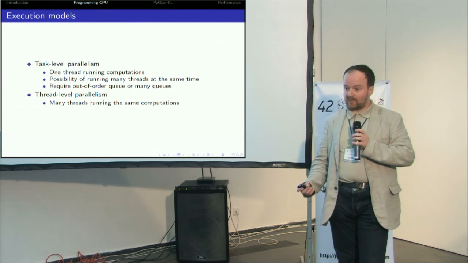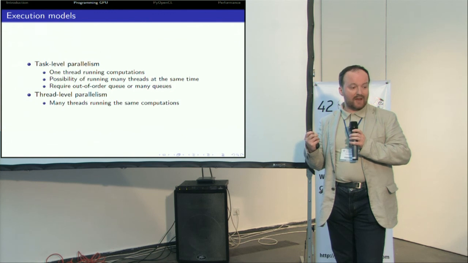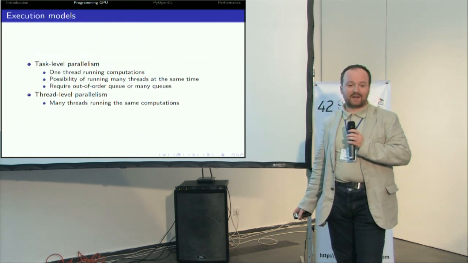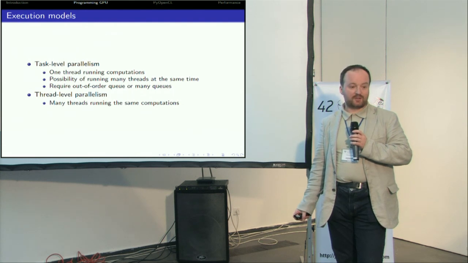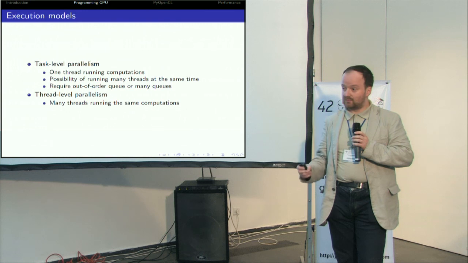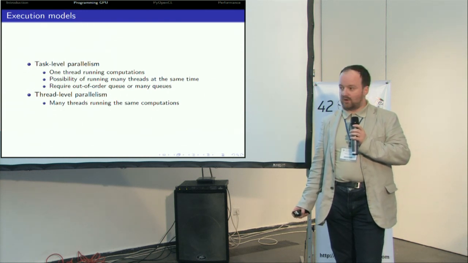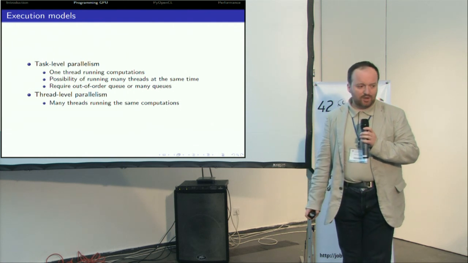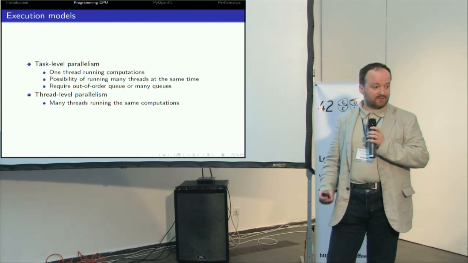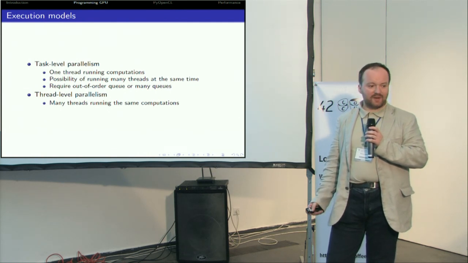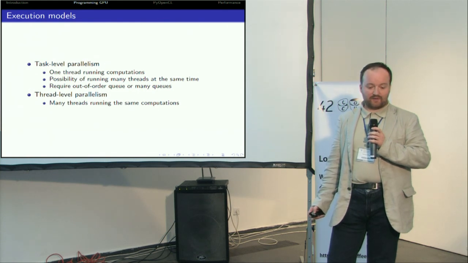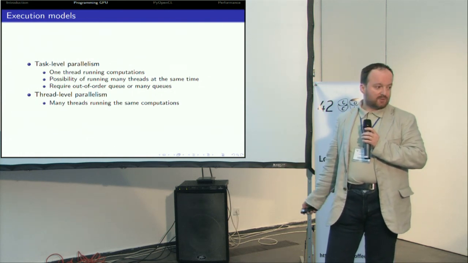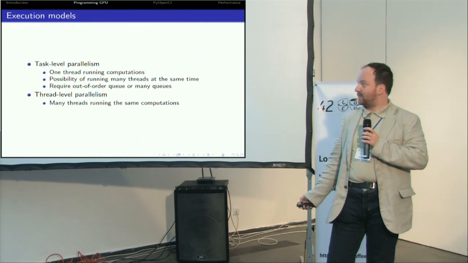One is task-level parallelism. We use many different tasks, and the GPU can execute them individually. Each task gets run on a separate computing unit, on a separate chip, which means that if we want to have more parallelism, we need to have more chips. Another computing model is thread-level parallelism. Then we can have as many concurrent threads as we have computing units. So this is used in most cases if we want to have the best performance from the GPU.